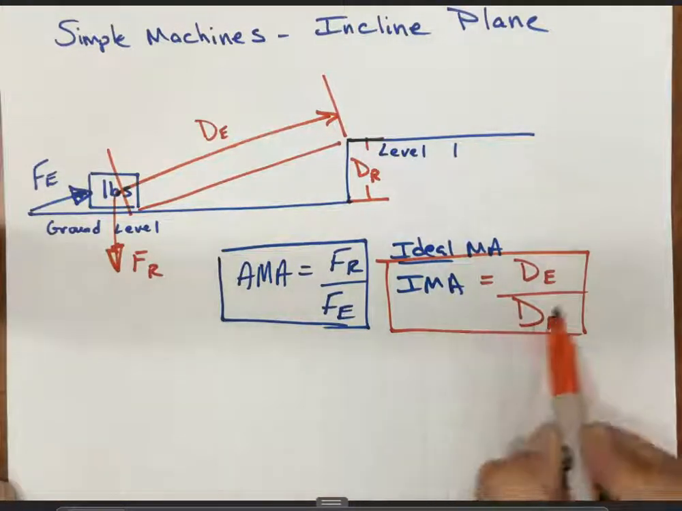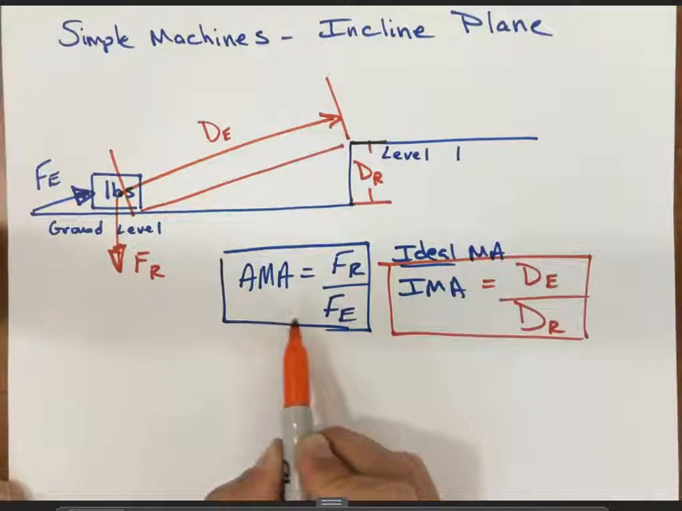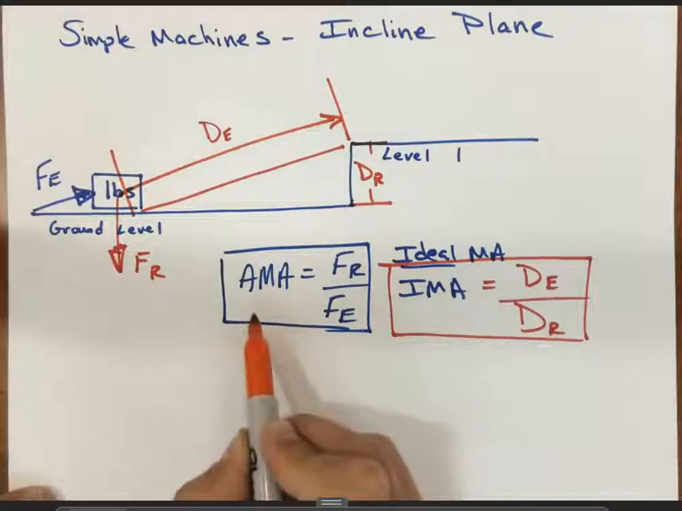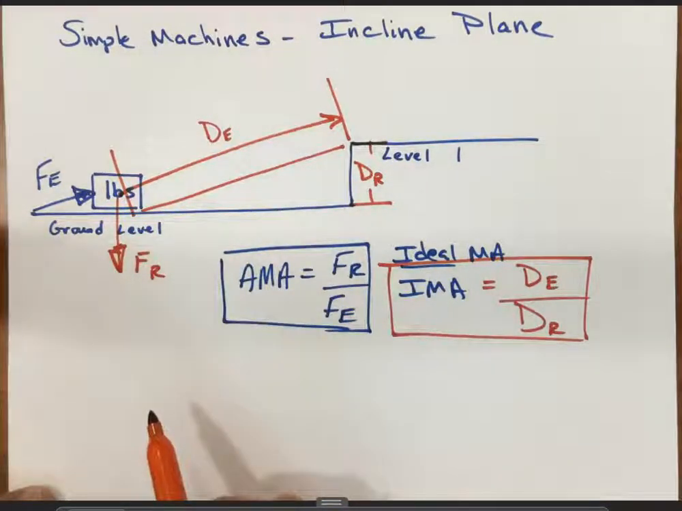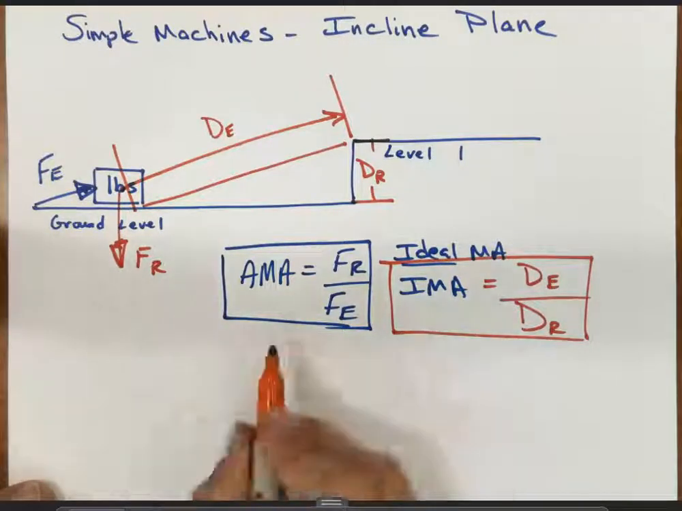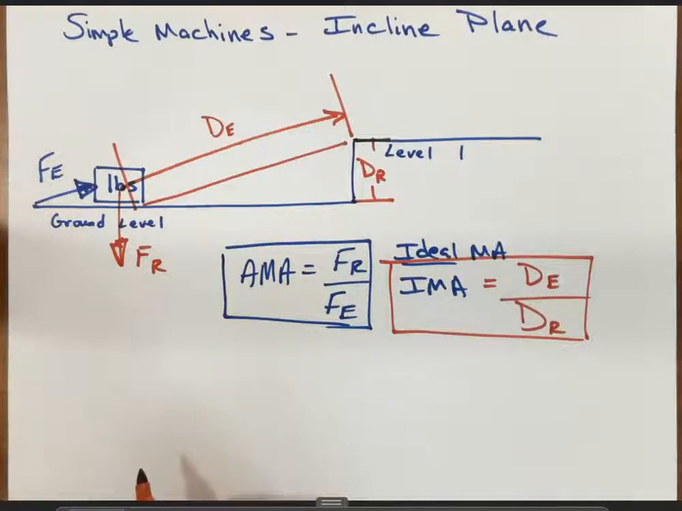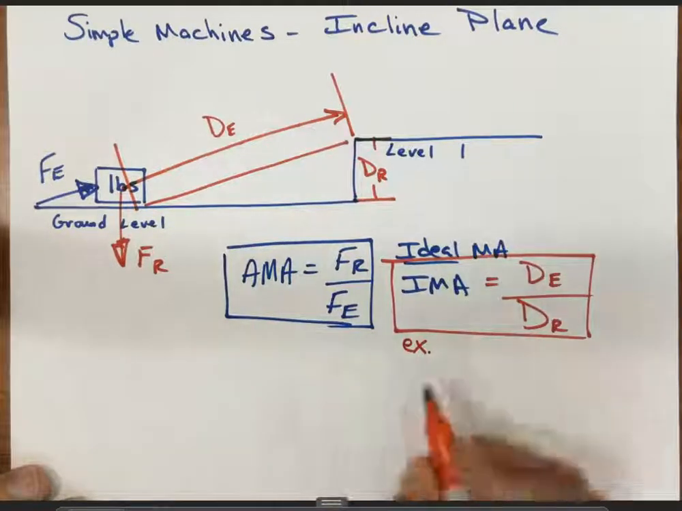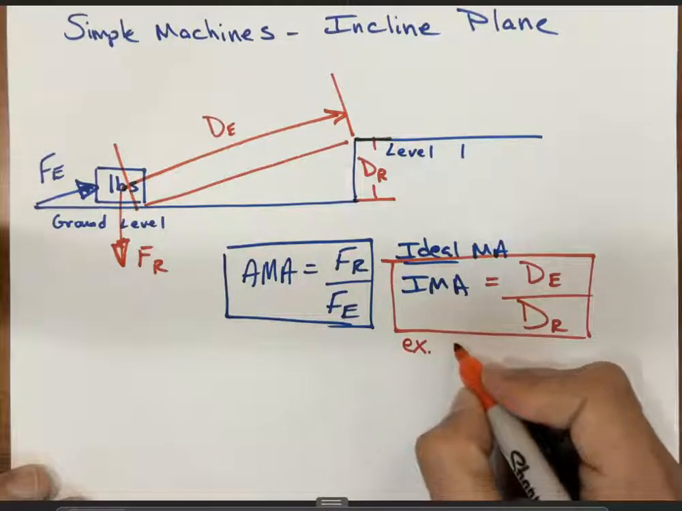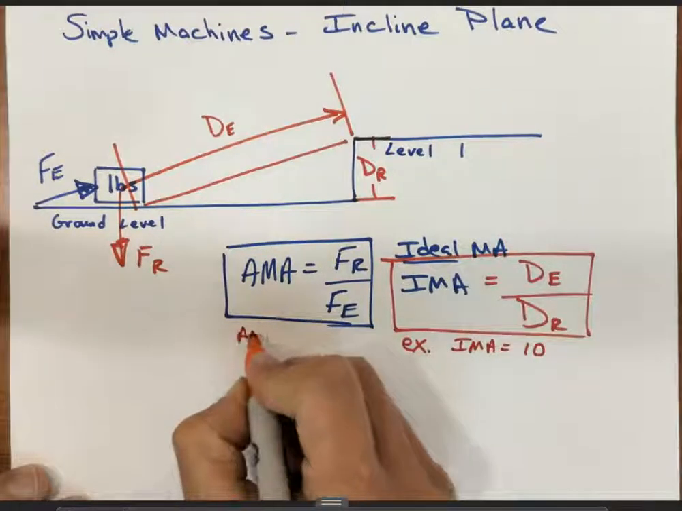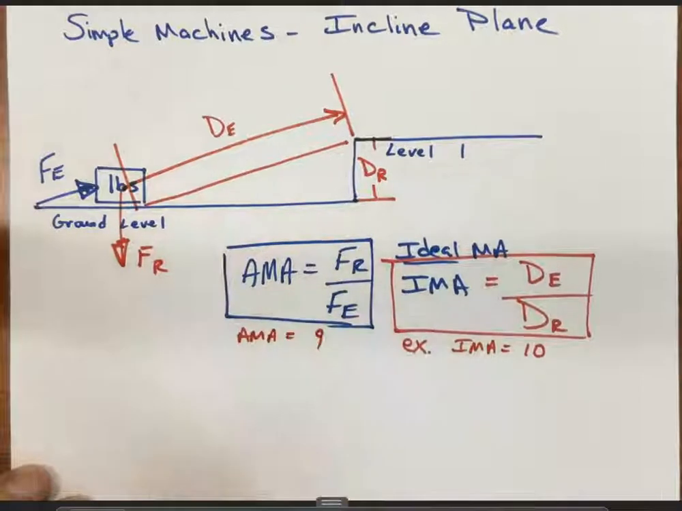Now we expect the IMA to be larger than the AMA. We don't think we'll get as big of a mechanical advantage as we could get. We usually get a little less, again, because of friction. And if we found both of those, we could go back and figure out the efficiency of this simple machine. Let's just give some examples. Let's say we had an incline plane with an IMA of, how about 10, and an AMA of 9. We'll just keep it really simple.